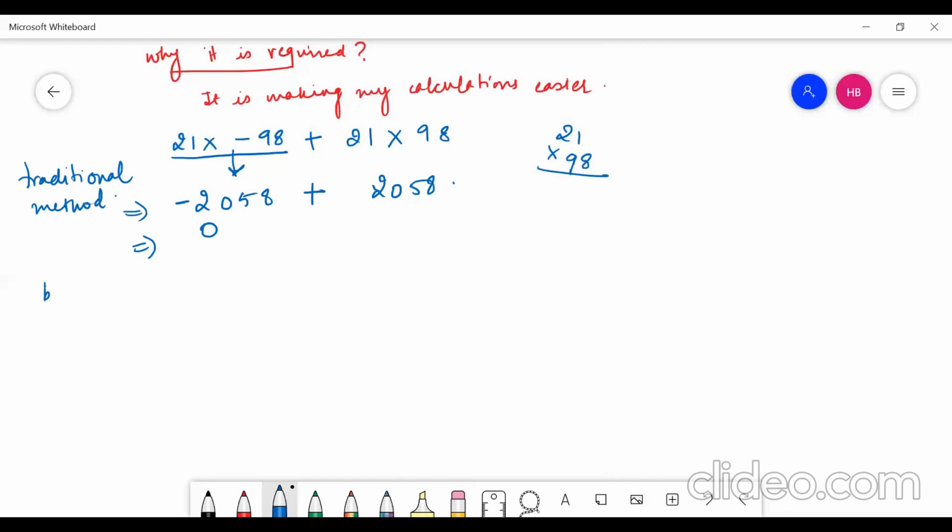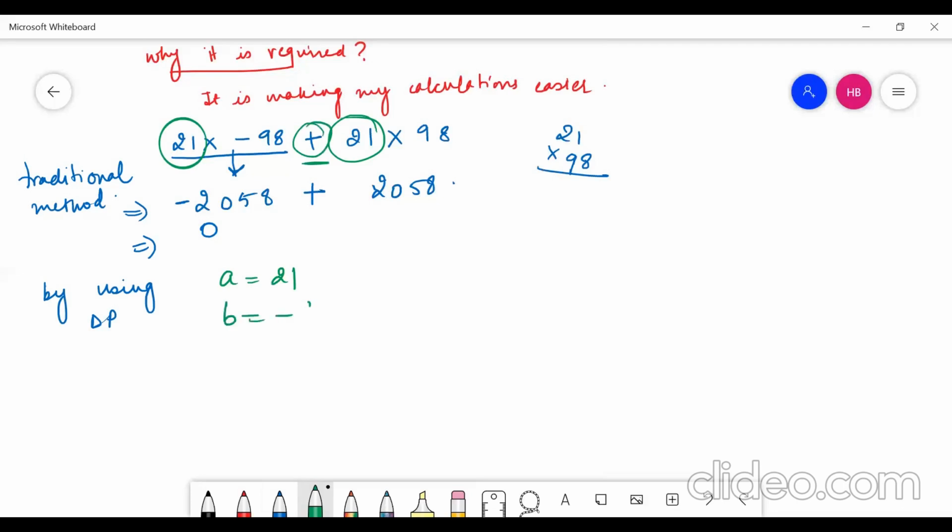Now let's solve by using distributive property. I'm going to write distributive property as DP. What will I get if I solve this using distributive property? I know A here is 21, because I can see 21 is repeating in both the terms. Then there is a plus sign in between, which is required. So I can see A is 21, B is minus 98, and C is 98.